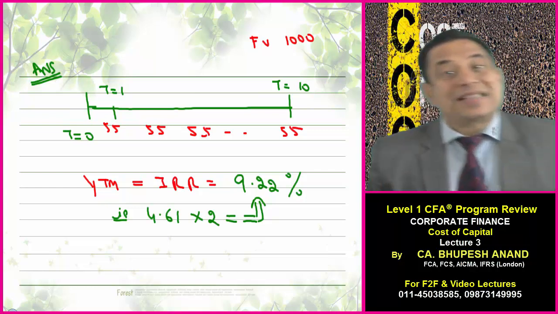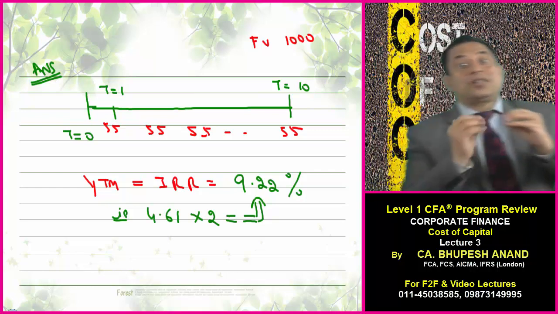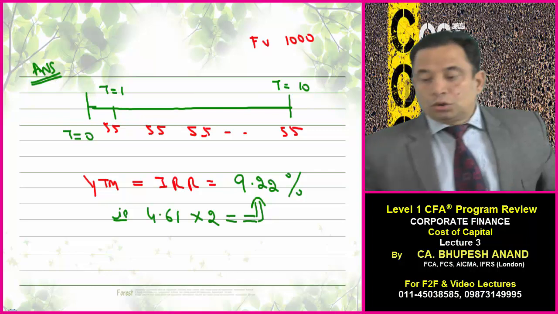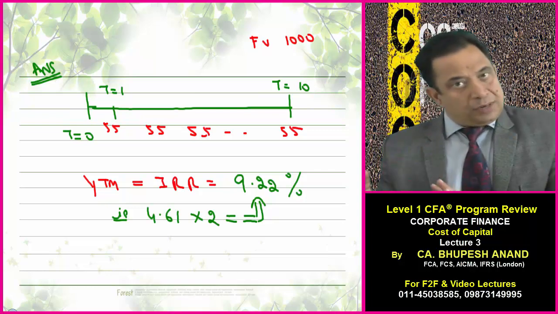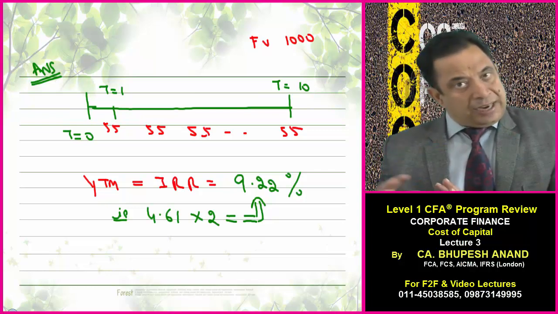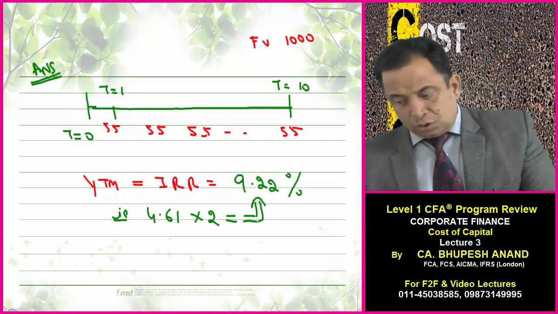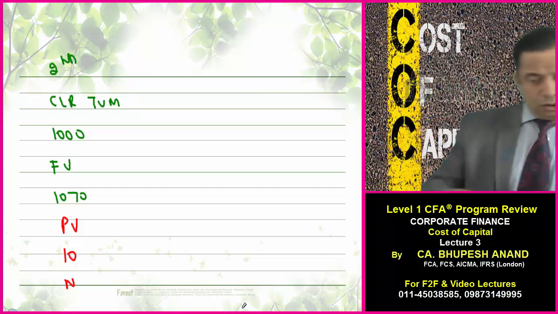55, 55, 55, 55, 1000. IRR is coming to as 9.22, because 4.61 will be multiplied by 2. I have told you how I calculated 55. 11% of 1000 comes to 110, half of that will be 55. And N is 10. So like this, we have done the steps. I have written those steps also.